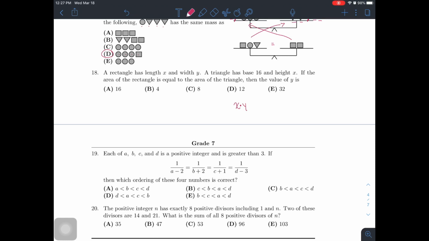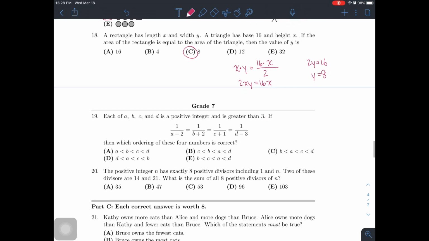And because we know that the area of the rectangle and the area of the triangle are equal to each other, we also know that the area of the triangle is the base times height divided by 2. So we know that these are equal. Multiplying 2 by both sides, we get 2xy equals 16x. We could divide x by both sides, so you get 2y equals 16. And then y, divide 2 by both sides, we get y equals 8. So C is the correct answer.